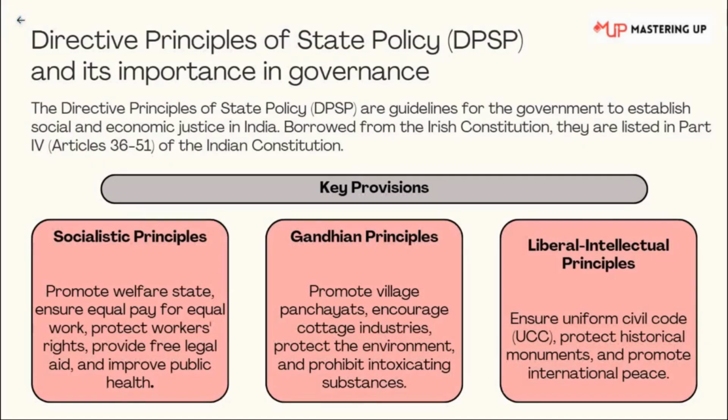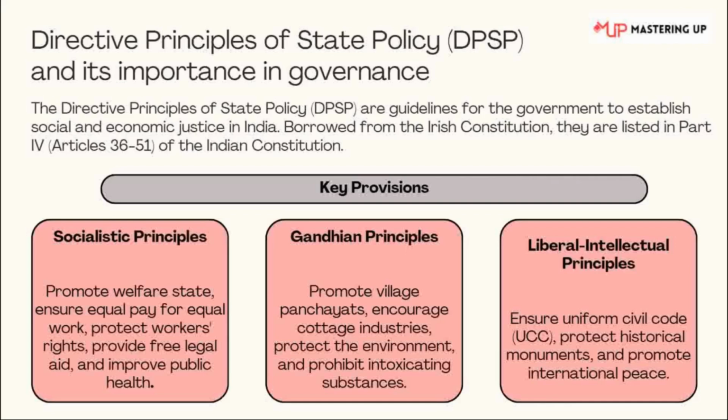Let us now learn the importance in governance of the directive principles of state policy. The directive principles of state policy are guidelines for the government to establish social and economic justice in India. These are ideals which are meant to be kept in mind by the state when it formulates policies and enacts laws. Borrowed from the Irish Constitution, they are listed in Part 4, Article 36 to 51 of the Indian Constitution.